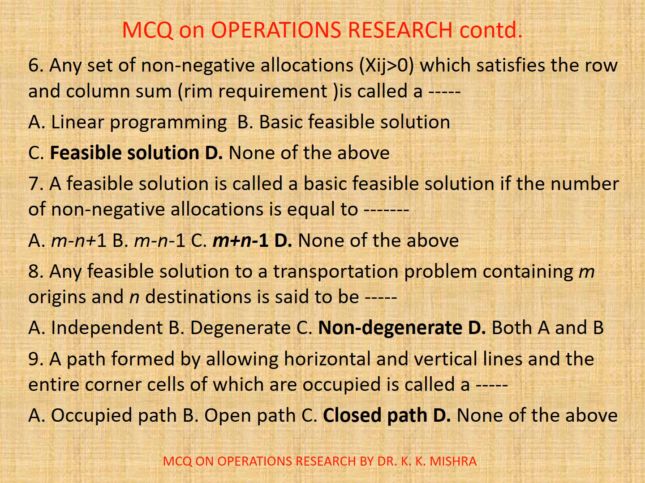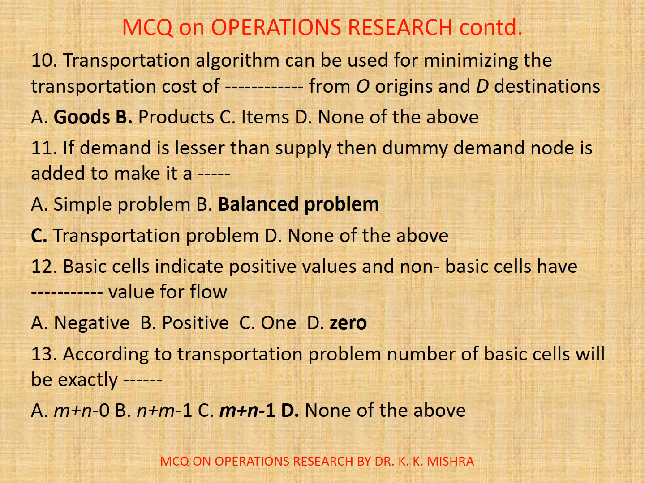8. Any feasible solution to a transportation problem containing m origins and n destinations is said to be, correct option is C, non-degenerate. 9. A path formed by allowing horizontal and vertical lines, and the entire corner cells of which are occupied, is called a closed path. Correct option is C.